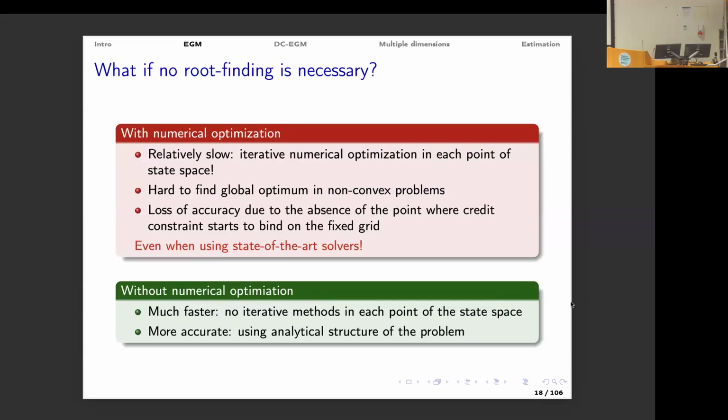So what are the problems? Well, root finding is slow. That's not the only problem. If, as I said, we go to a non-convex optimization, then it would be hard to find the global optimum because of the potential existence of local solutions in each point of the state space. So in each point of the state space, we're solving a hard optimization problem. Another thing we will see is that because of this fixed grid up front, we will not have any way of finding some special points which turn out to be important, because there is no way, a priori, to put a grid point where you want it.